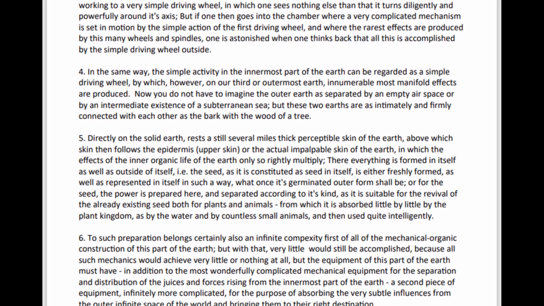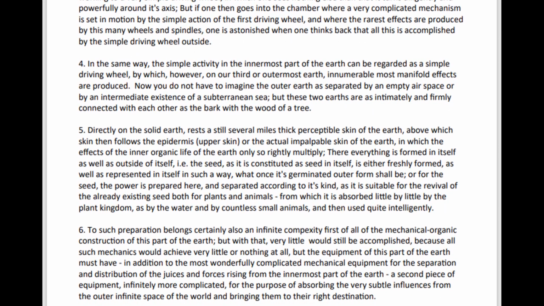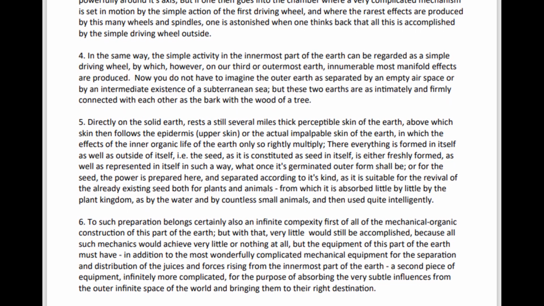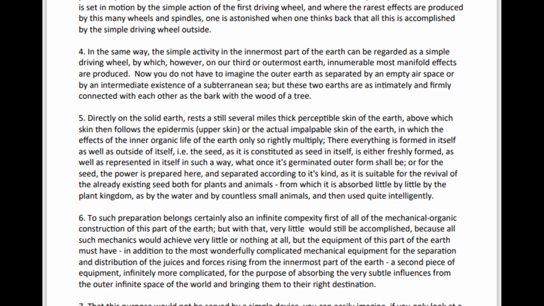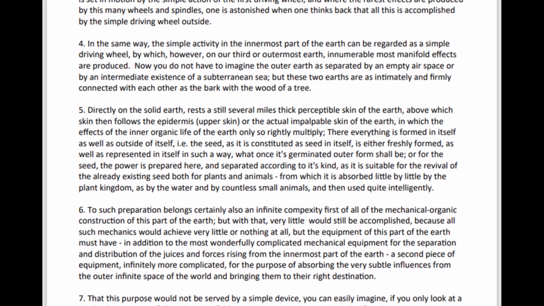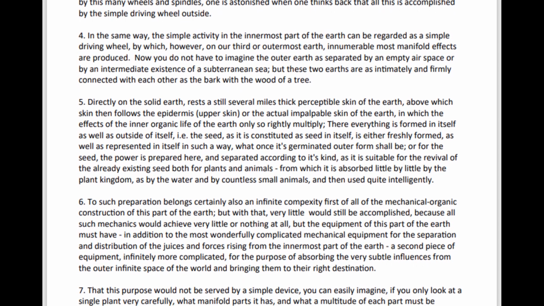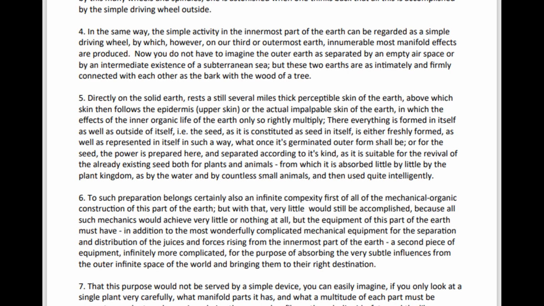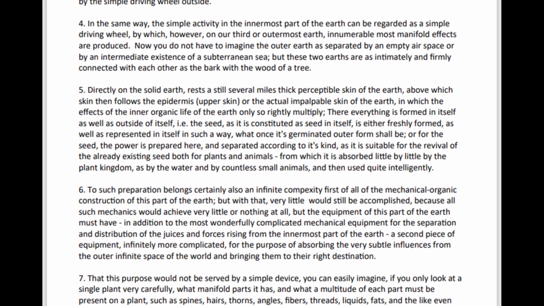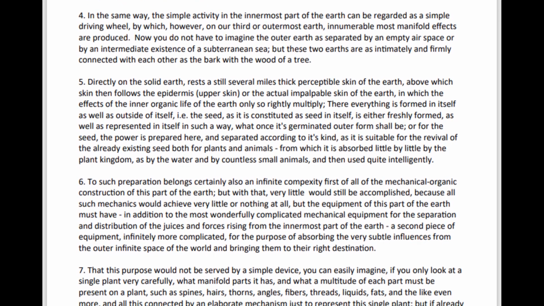There, everything is formed in itself as well as outside of itself, that is, the seed, as it is constituted as seed in itself, is either freshly formed as well as represented in itself in such a way, what once its germinated outer form shall be. Or for the seed, the power is prepared here and separated according to its kind, as it is suitable for the revival of the already existing seed both for plants and animals, from which it is absorbed little by little by the plant kingdom, as by the water and by countless small animals, and then used quite intelligently.